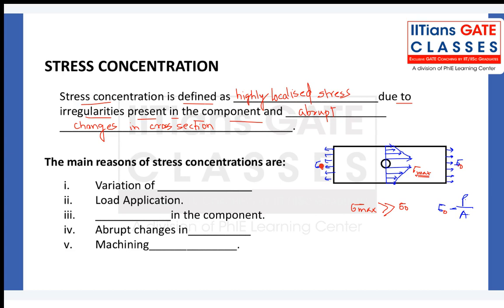Now, what are the main reasons for stress concentration? One of the reasons you have already seen, that is abrupt change in cross-section area. What are the other reasons of stress concentration? Variation of properties of material.